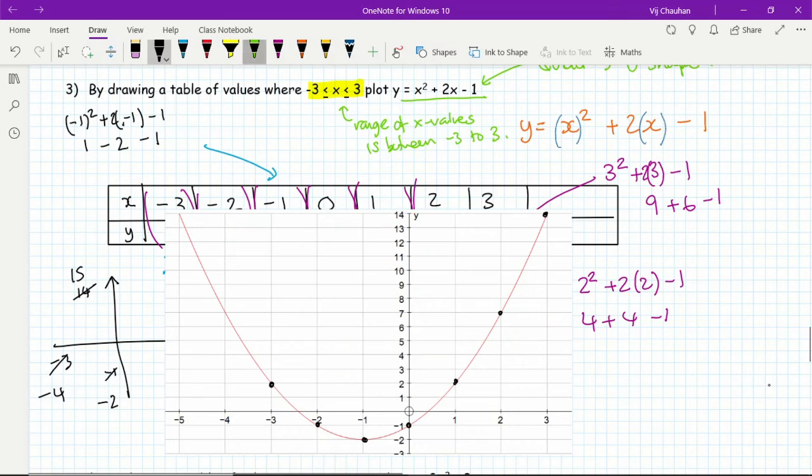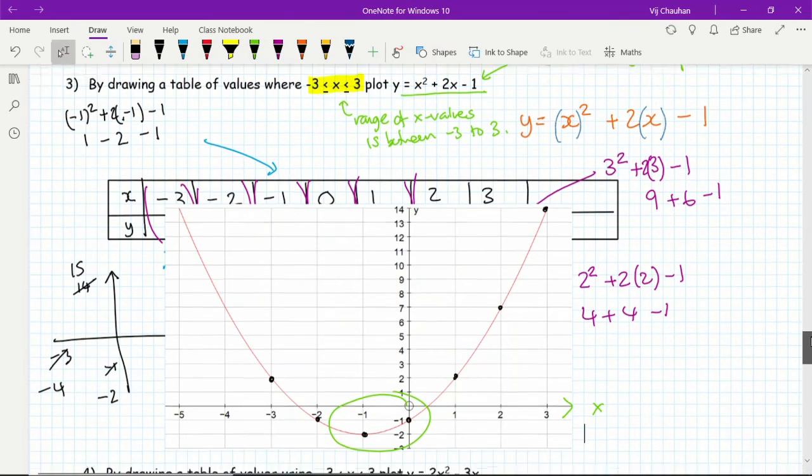And the most important bit is including that dip in your graph. You also need to make sure that you're joining those points up with a smooth curve, and making sure that you are labeling your axes as well. So let's have a look at the next question.